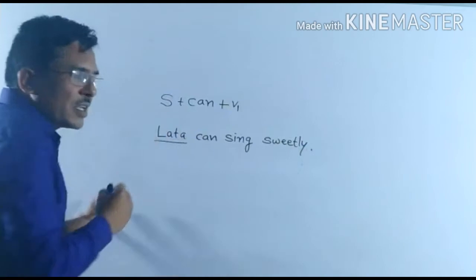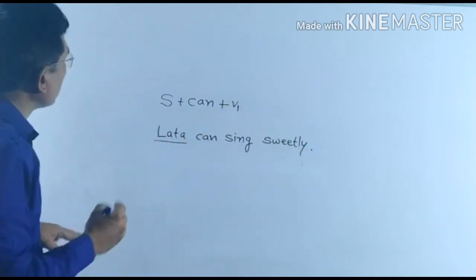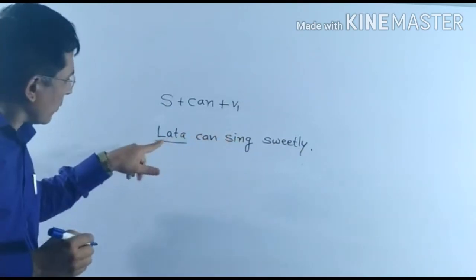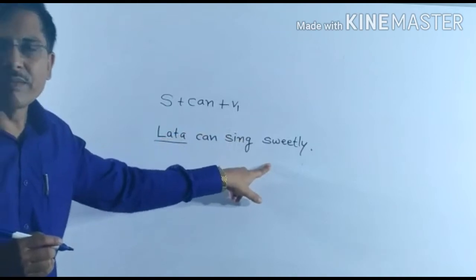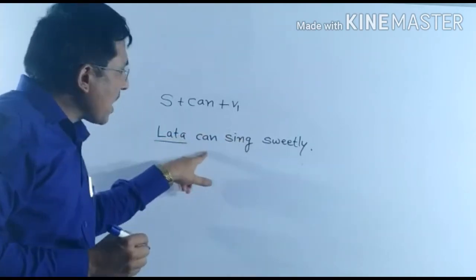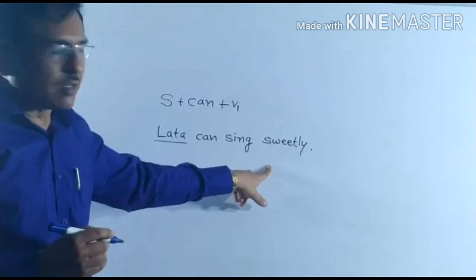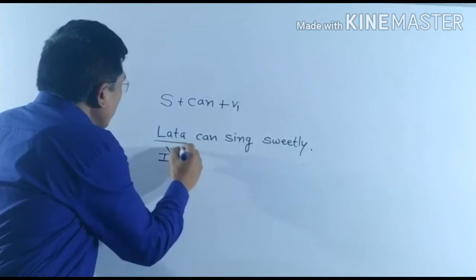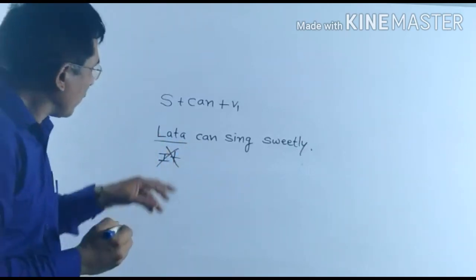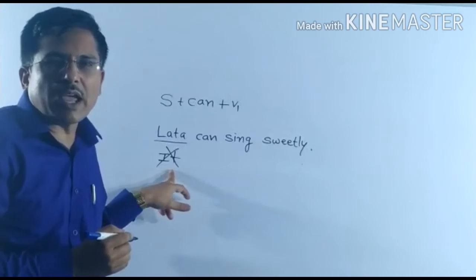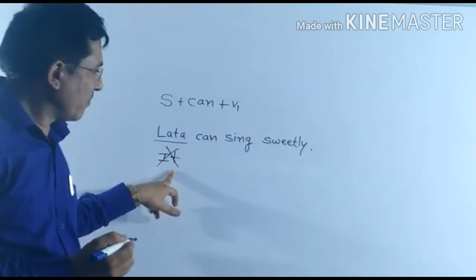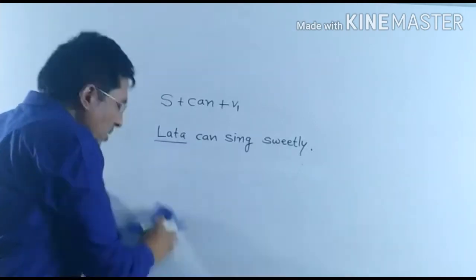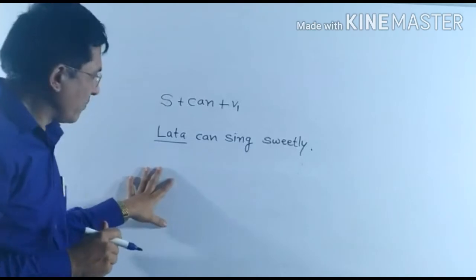We can replace this Lata by using other subjects. They can sing sweetly. We can sing sweetly. Ashok can sing sweetly. We can't use here it, because you know we use it for an animal or a thing. So here take more subjects and make more sentences.